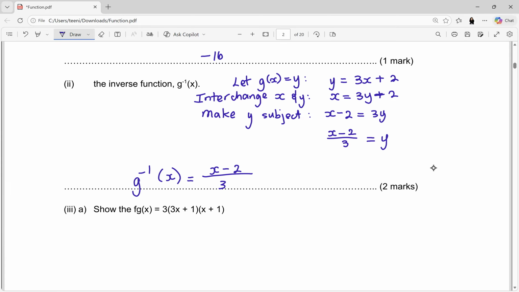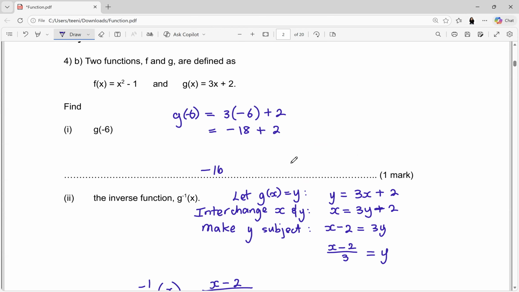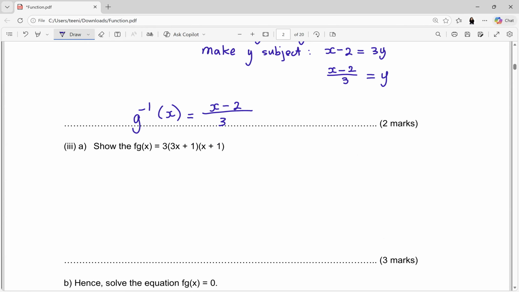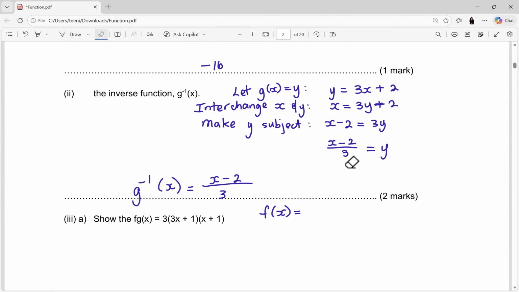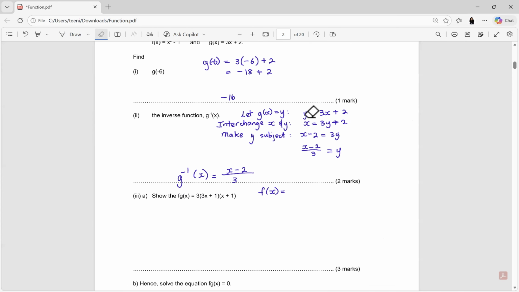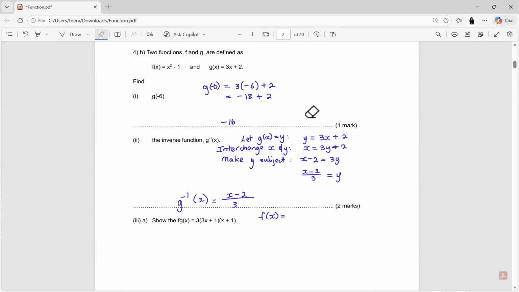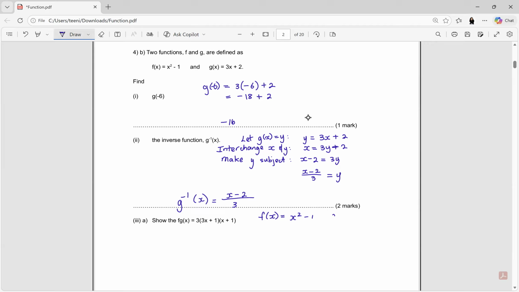Show that f of g of x is equal to 3 by 3x plus 1 by x plus 1. All right, so let's see. f of g of x. So f of x, I'm going to rewrite the expression. f of x is equal to, what is it? Just zoom out a little bit to get it. f of x is equal to x squared minus 1. And g of x is equal to 3x.